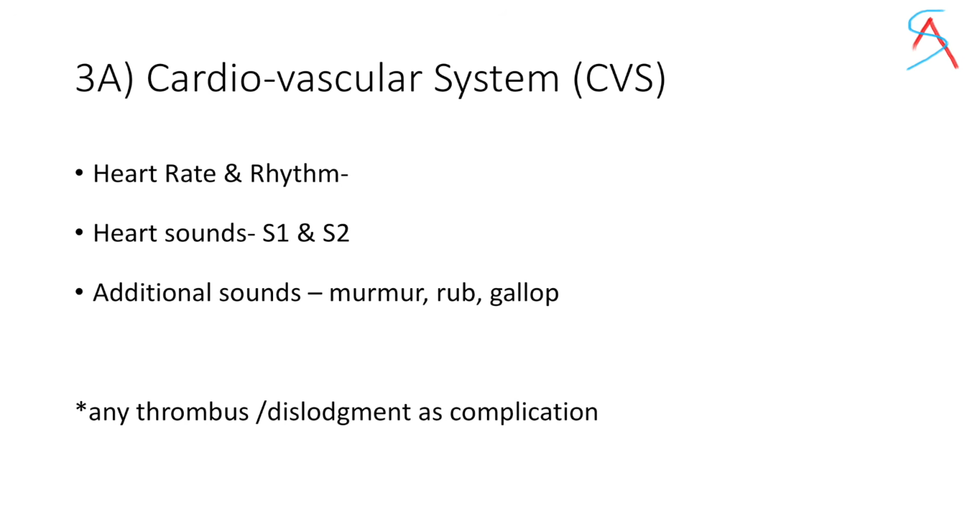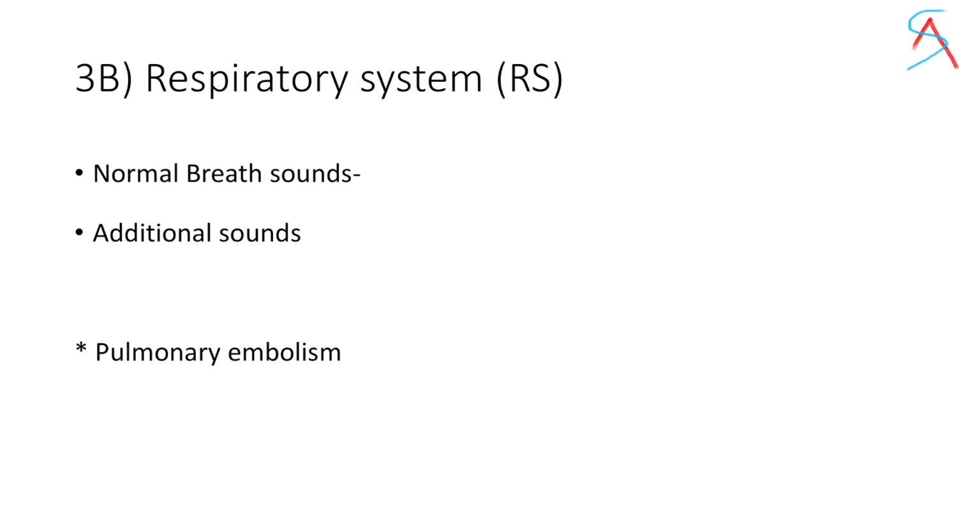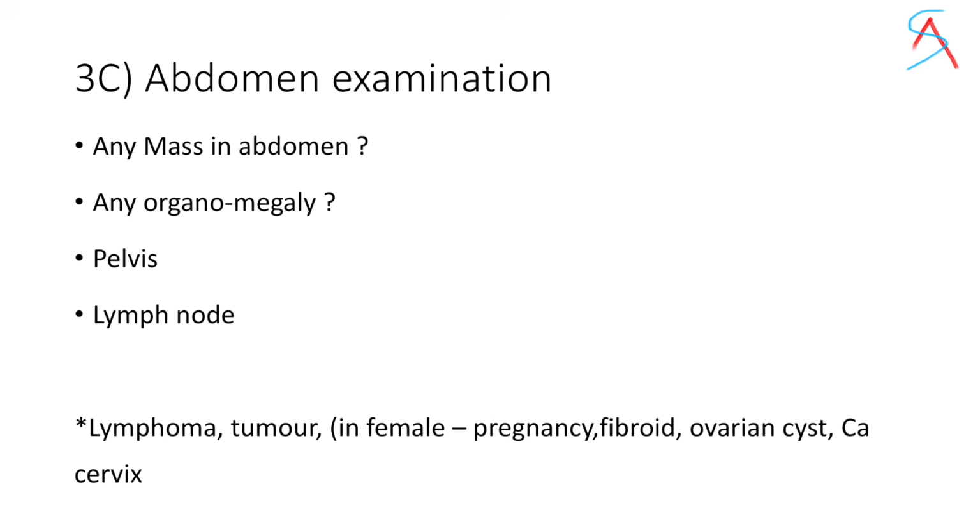Then in the other system examination, we have to do a cardiovascular system examination to rule out any thrombus dislodgement which can go to the heart and cause complications. We have to do a respiratory system examination. If it is a case of DVT and the thrombus is dislodged, it can also result in pulmonary embolism. We have to do an abdominal examination to rule out any pelvic or abdominal mass, especially in a female patient, to rule out pregnancy, fibroid, ovarian cyst.